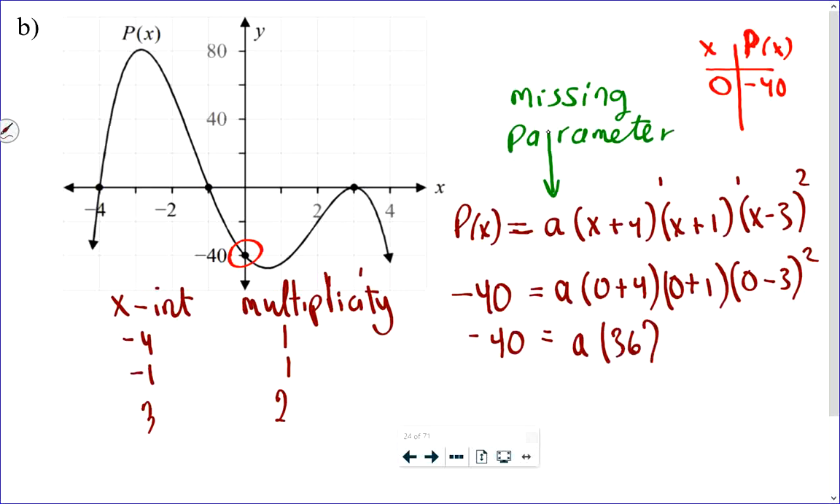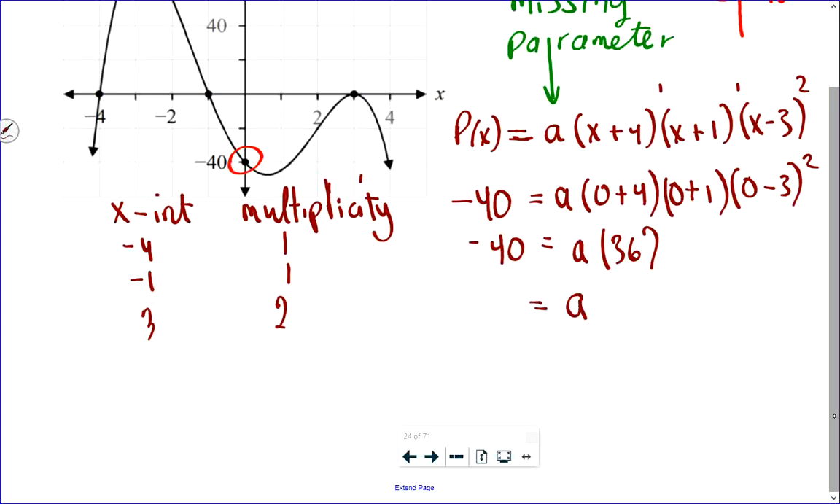This is the only addition to what we did yesterday, is that it's not always going to be A is 1 or A is negative 1. Could be some other number. So what do we get here? We get A equals negative 40 over 36. We can reduce that down by dividing top and bottom by 4 and getting negative 10 over 9, I believe. Is that right?